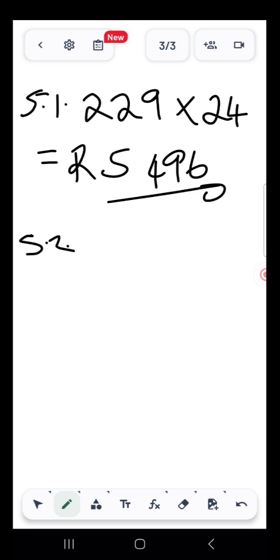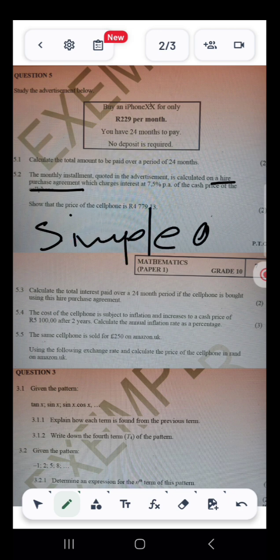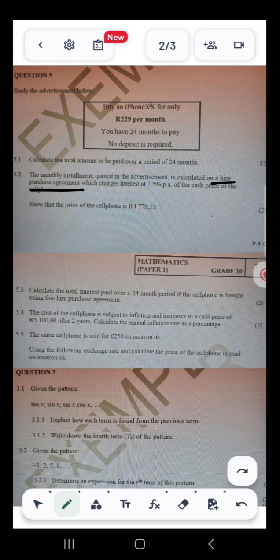Then question number 5.2. The monthly installment quoted in the advertisement is calculated on a hire purchase agreement. Now, you need to understand that once you have a hire purchase agreement, then you are dealing with simple interest. Once you have a hire purchase agreement, then you are dealing with simple interest. We'll be going through the simple interest formula.